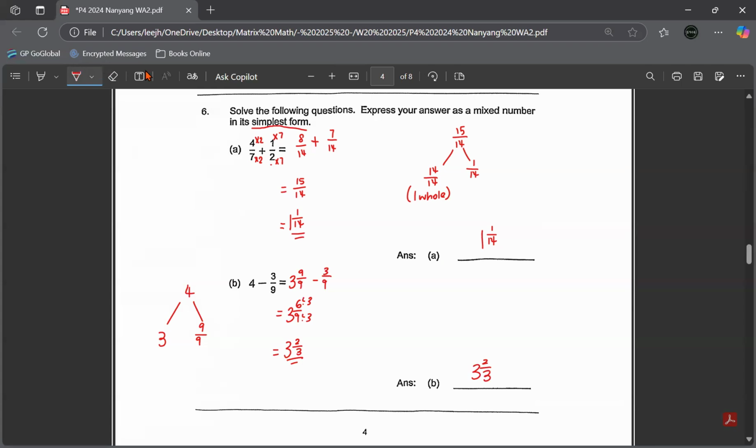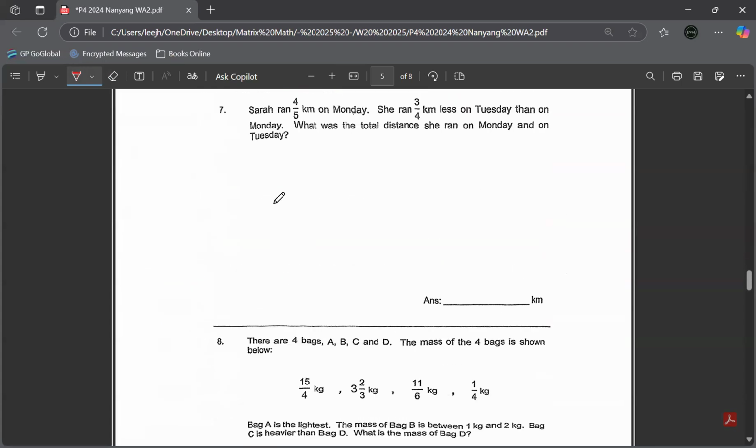Question number 7. Sarah ran 4/5 kilometers on Monday. She ran 3/4 kilometer less on Tuesday than on Monday. What was the total distance she ran on Monday and on Tuesday? Okay, very simple. These are fraction values. So what we're going to do is write down, on Monday, we know that Sarah ran 4 over 5 kilometers. Don't write Sarah, just write Monday, because there are 2 days.